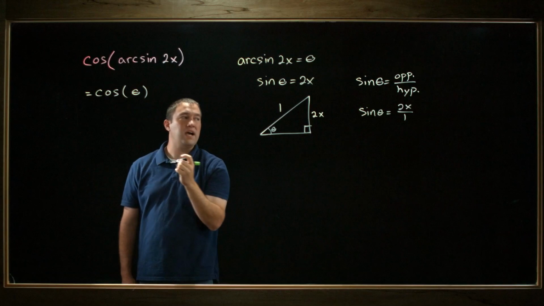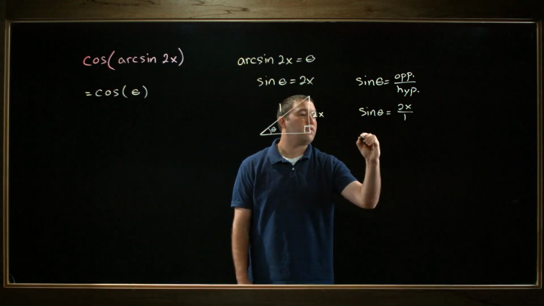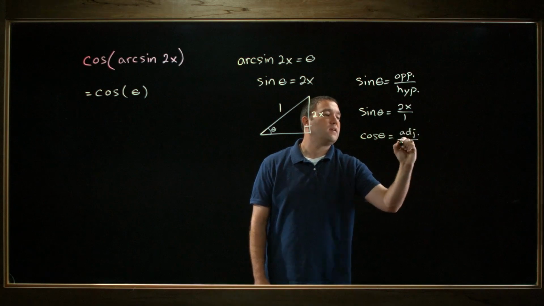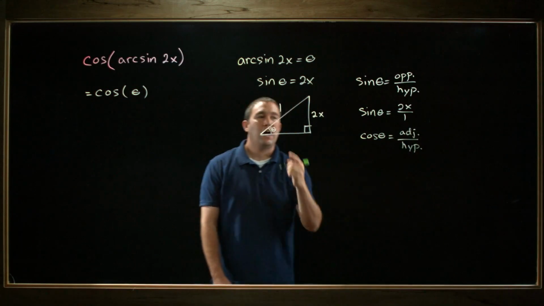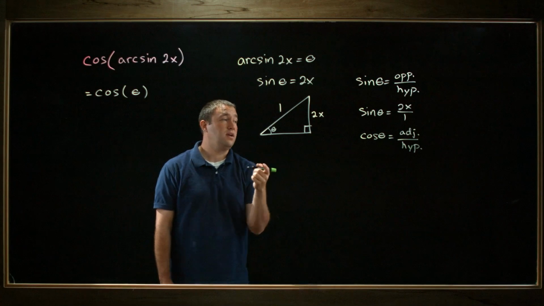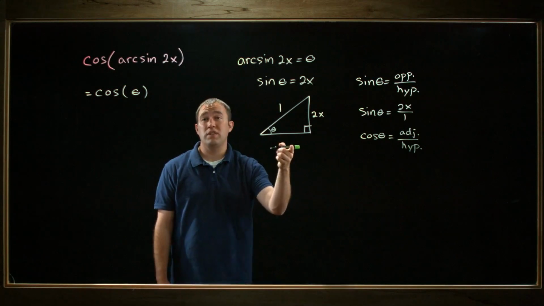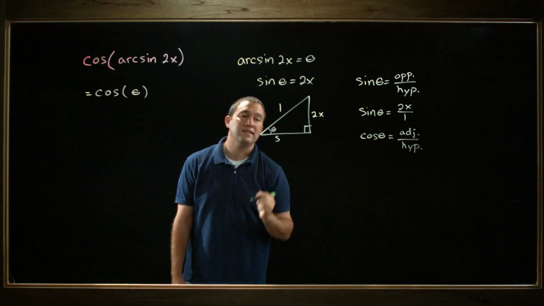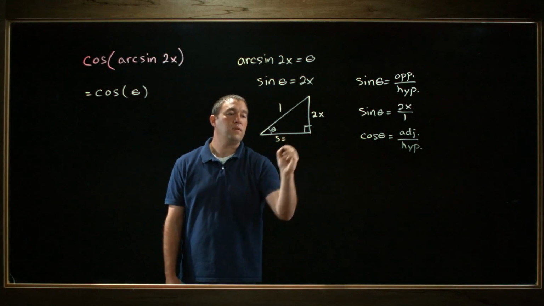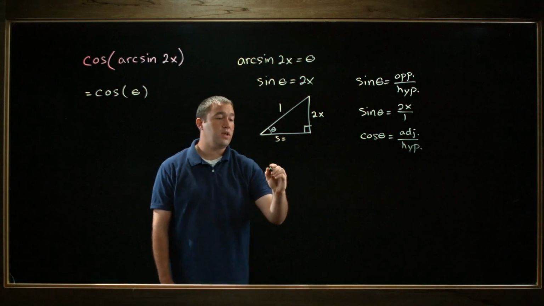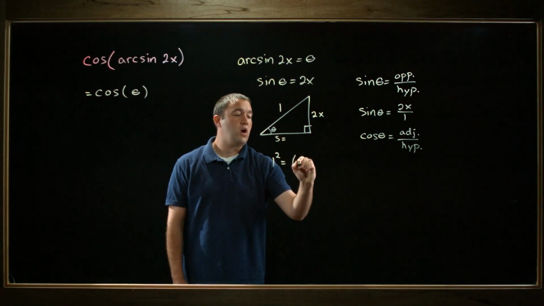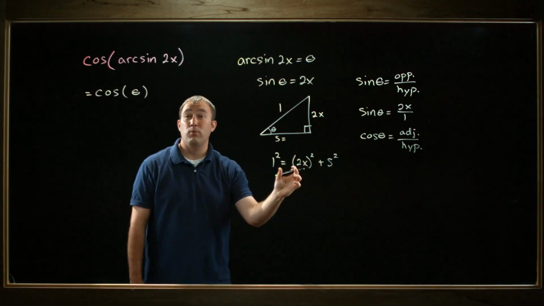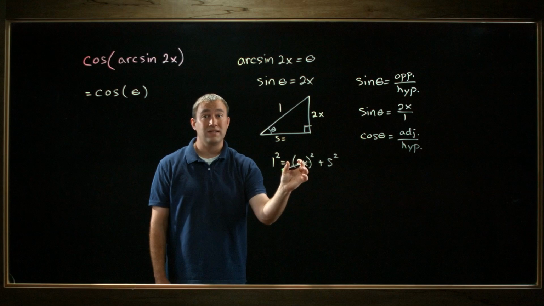Now, when I find cosine of theta, it's going to be adjacent over hypotenuse. I have the hypotenuse, but I don't have the adjacent. So the rest of this problem really just boils down to solving the Pythagorean theorem for what this other side is. Let me call this side S, and we'll solve for S. If I use the Pythagorean theorem, I know that 1 squared equals the quantity 2x squared plus s squared. I can't forget about the parentheses here. I'm squaring 2x, not just the x.